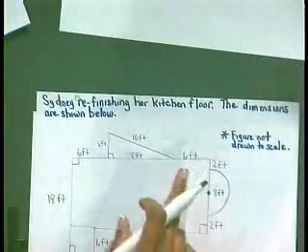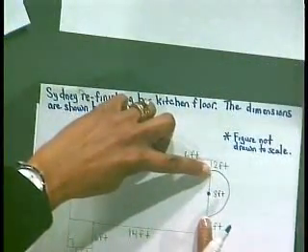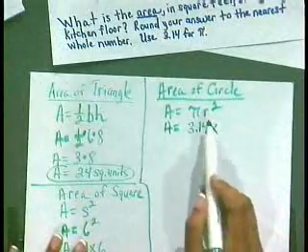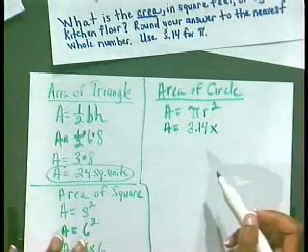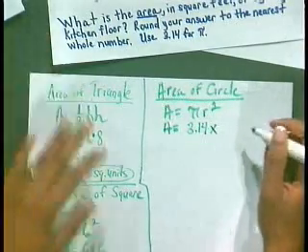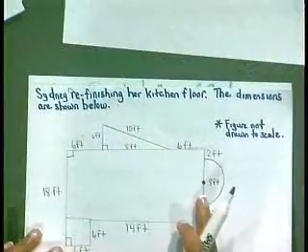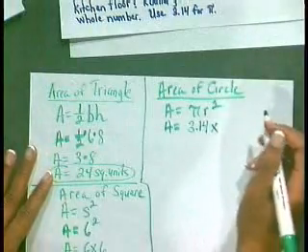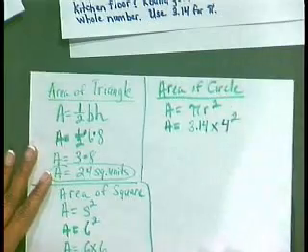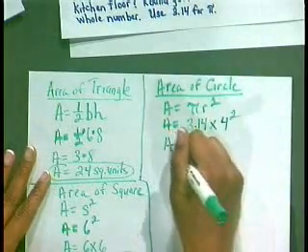Now if we go back to our diagram, if we look, the distance from here to here actually represents our diameter. So in order to find the area of the circle, we need to find the actual radius. So to find the radius, we're going to divide our diameter by 2. So if our diameter is actually 8, 8 divided by 2 will give us 4. So 3.14 will be times 4 to the second power, or 4 squared.